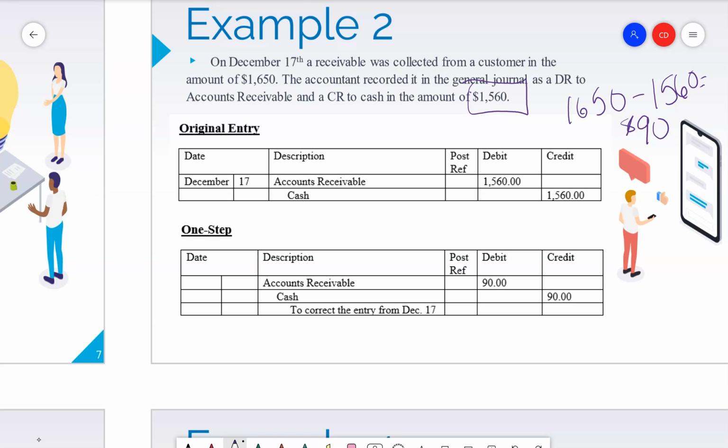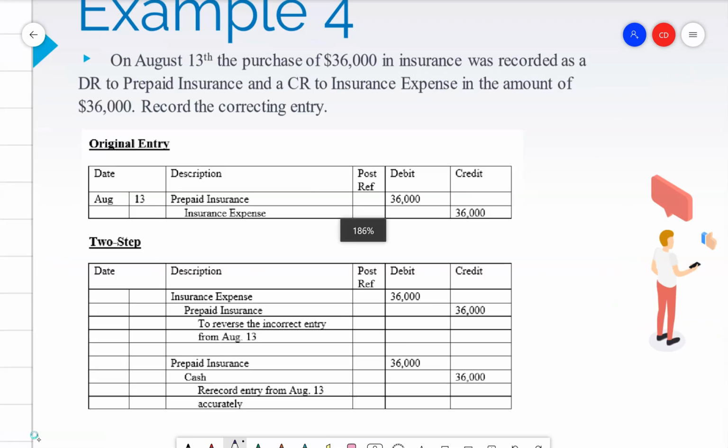I'm not even having you do this as a two-step. Now, if we had overstated it, right? Let's say instead of 1650, we recorded 1750. That's $100 difference. Overstated, your entry would actually be a reverse of this. So it would be a debit of 100 to cash, and accounts receivable, a credit of 100, because you actually have to take that off the books. That's if it's an overstatement. So if it's an overstatement, you have to reverse something. If it's an understatement, you just add to it.